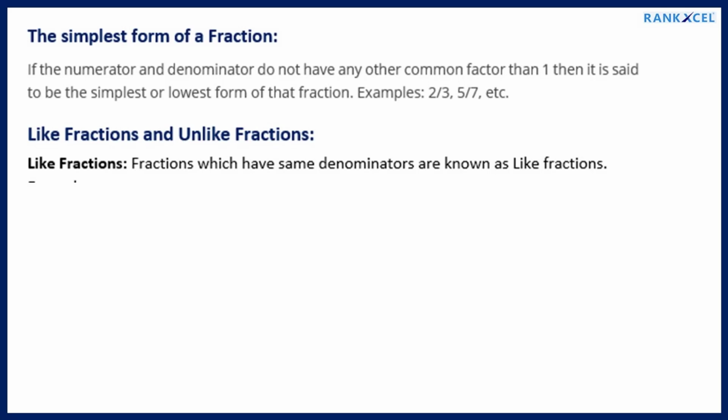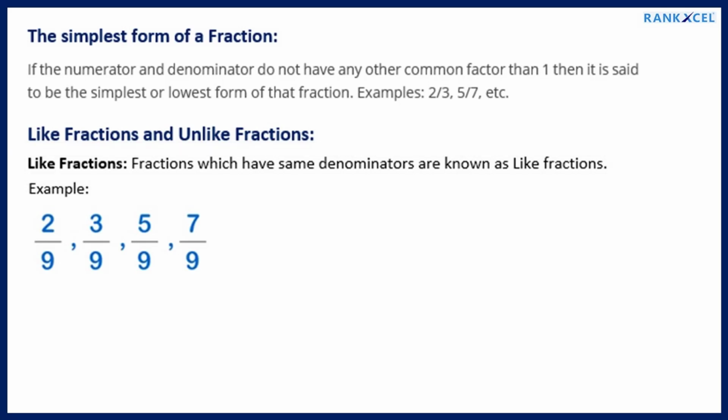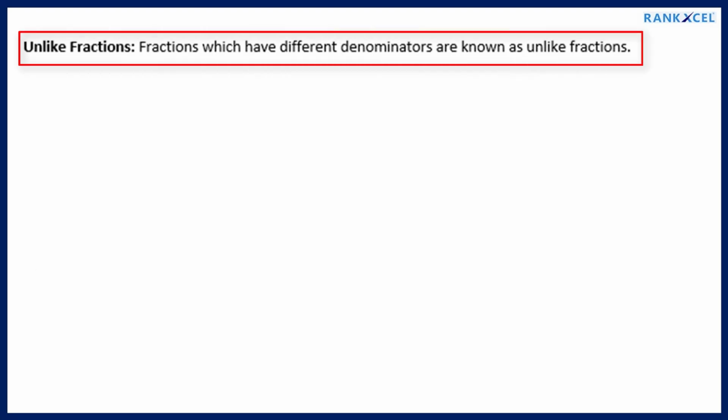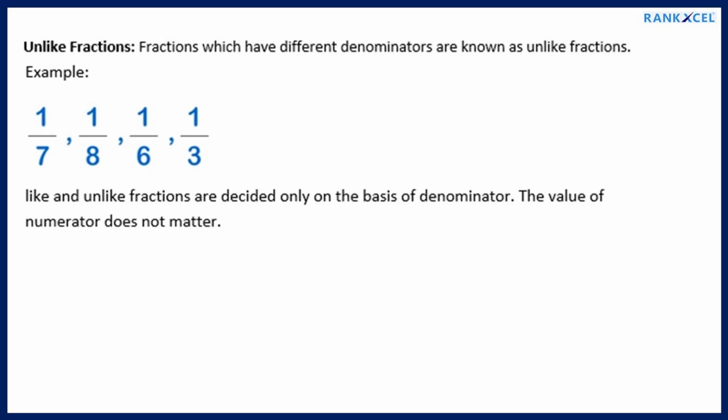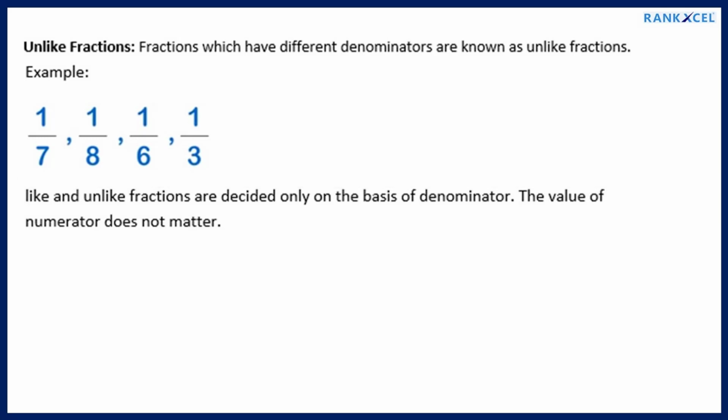Like fractions and unlike fractions. Like fractions, fractions which have the same denominators are known as like fractions. Example. Unlike fractions, fractions which have different denominators are known as unlike fractions. Example. Note, like and unlike fractions are decided only on the basis of denominator. The value of numerator does not matter.